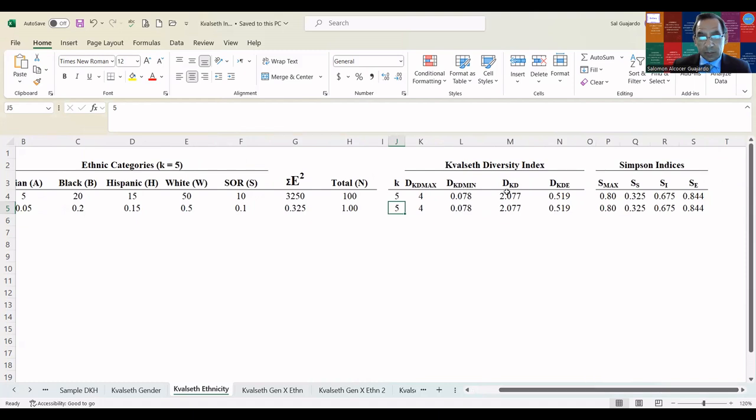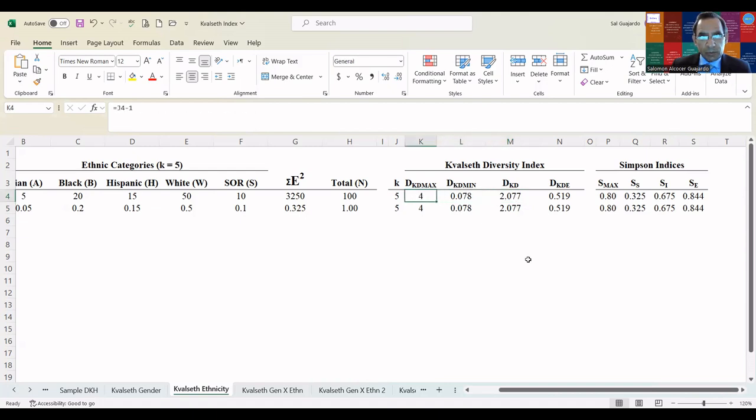Again, the Kvalseth index is based on the Simpson index, on the Simpson concentration score. So to get the Kvalseth homogeneity index, it's going to be 1 divided by the Simpson concentration score minus 1. So it's going to be 1 divided by 0.325 minus 1. That gives me the odds ratio of 2.07.